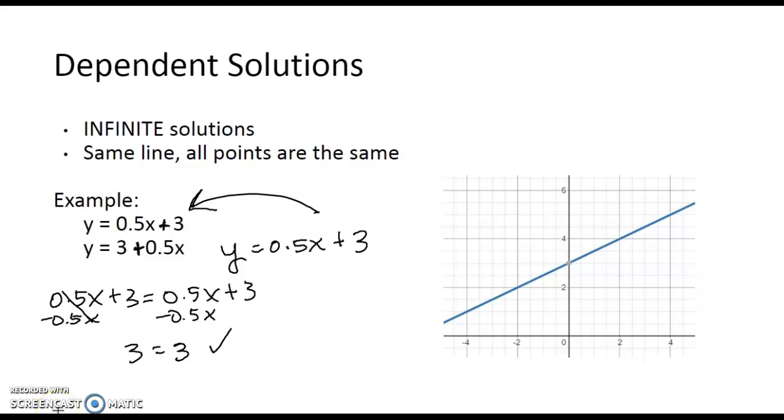If your lines are parallel but with different y-intercepts, you have no solutions because they will never intersect. And if you have different slopes, then you would have a unique solution, or only one solution, because your lines would intersect at exactly one point.